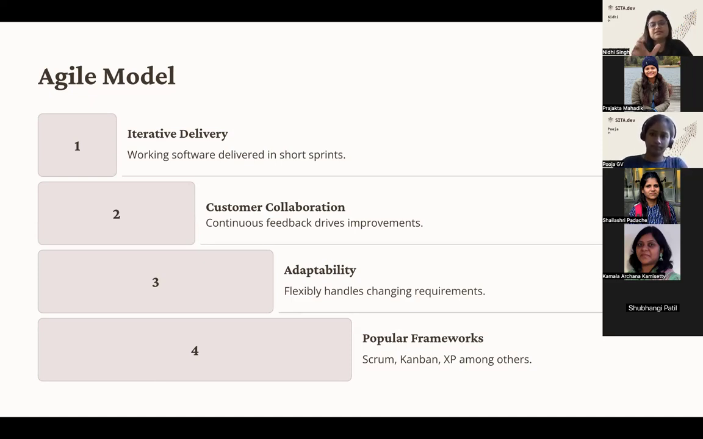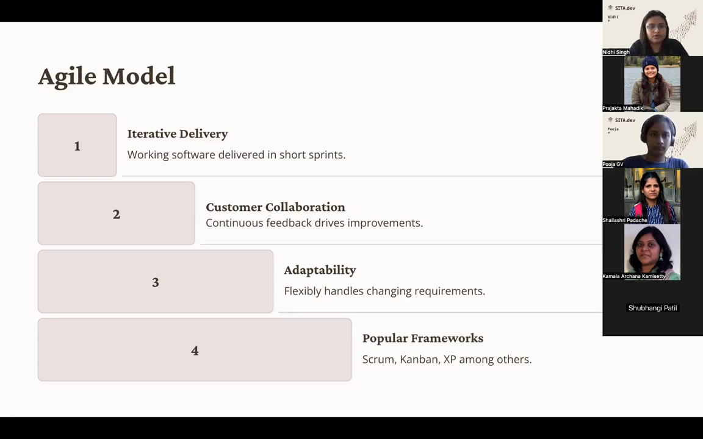Sprints are of fixed time. Usually a sprint lasts for 2 to 4 weeks. In that time only, a small part of the software is released, and on that part of the software, the functions are built. These sprints repeat again and again, so that we get a complete working software. This is the agile model.